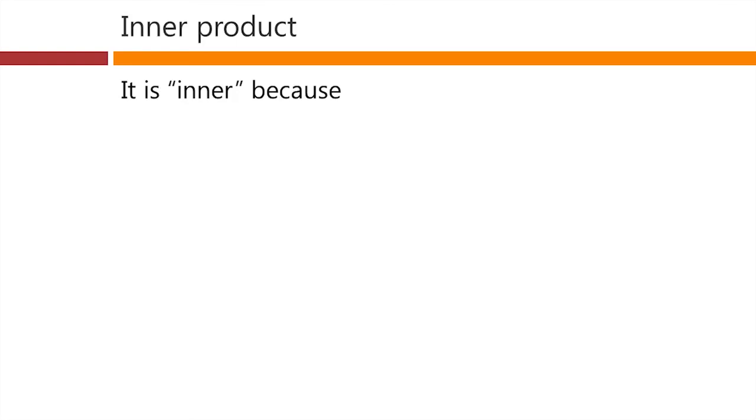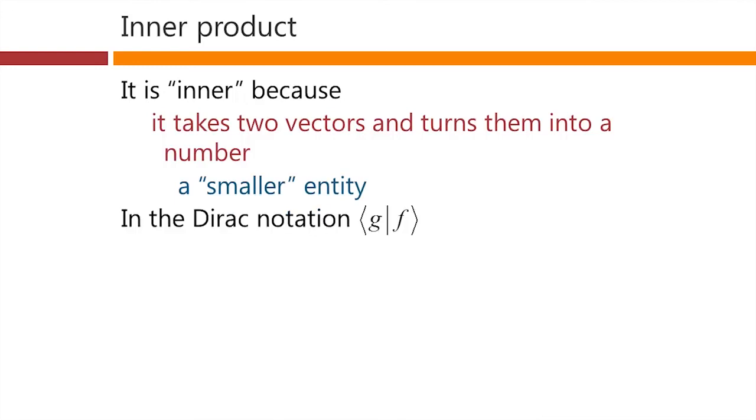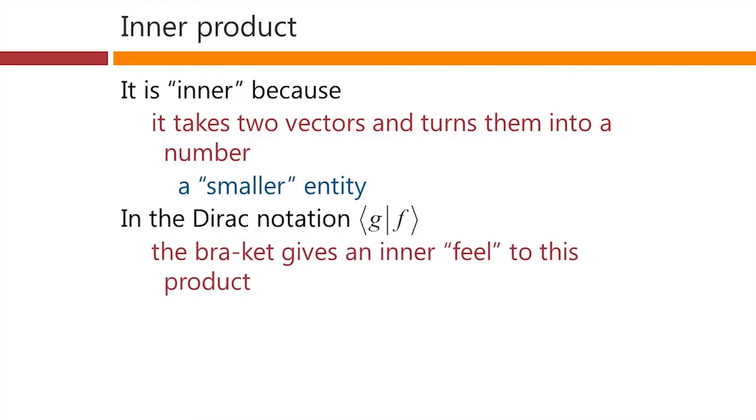The inner product is inner because it takes two big things, vectors, and turns them into just a number. It's a smaller entity, if you like. In the Dirac notation, for this inner product, the notation gives you a kind of inner feel. There's a kind of enclosure going on here, an inner feel to this product. And later on, we'll see what an outer product is, by the way.